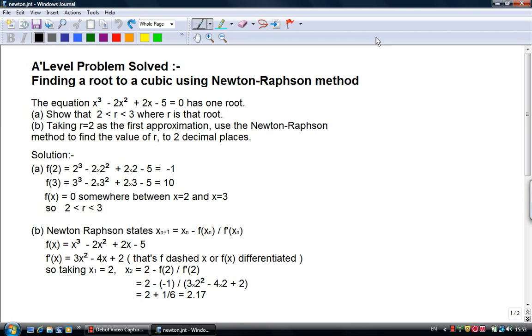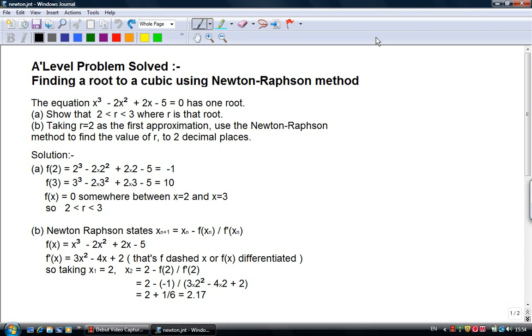Second part, Newton Raphson, that's the formula, states that xn plus 1 equals xn minus f of xn divided by f dashed xn. So that means once you've found one root, x1 for example, then the second root, x2, will be derived by putting x1 into that formula.